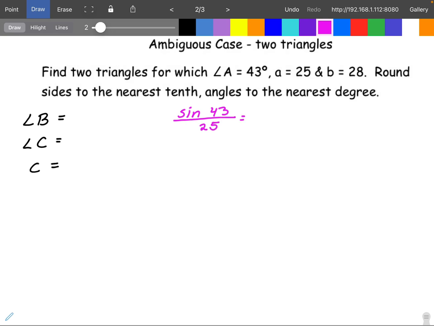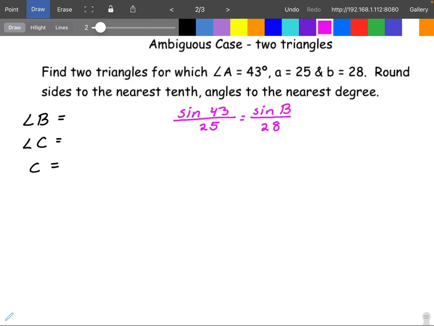Then we're going to have it equal. Well, the only other thing that we're given that we know is little b, which means I want to do the b fraction. So I'm going to do sine of angle B, which I don't know, over little b, which is 28. And then I'm going to solve. Now, since I don't know angle B, that means I'm solving for an angle, which means when I get done with my proportion, I'm going to have to use the inverse.